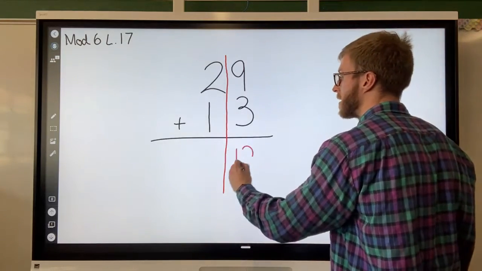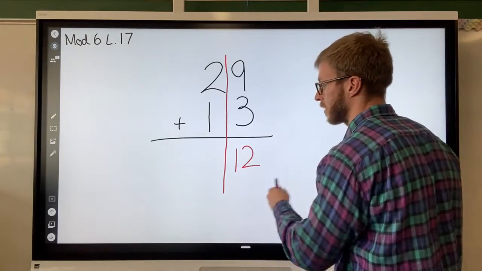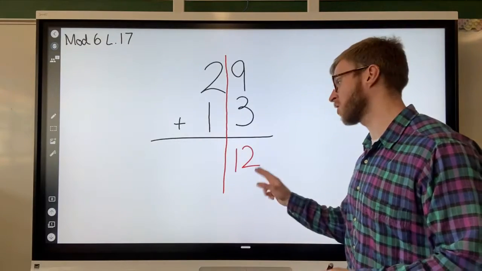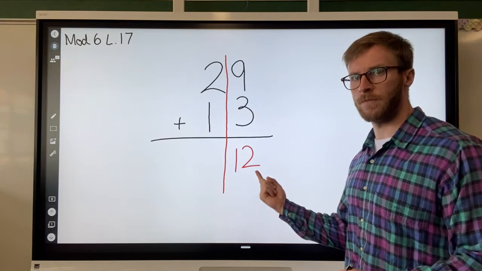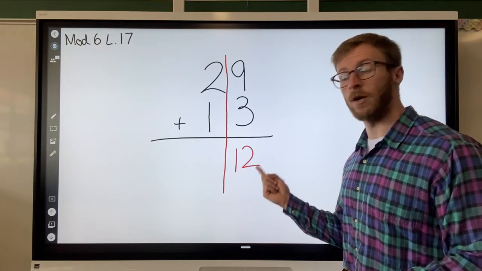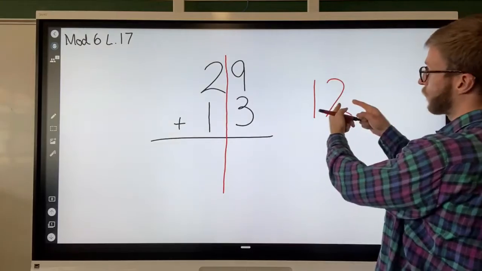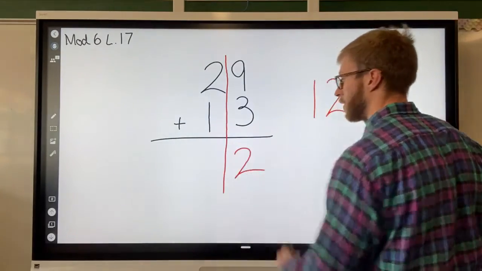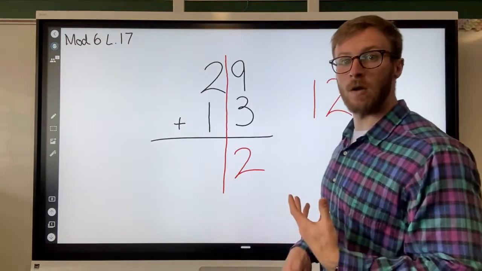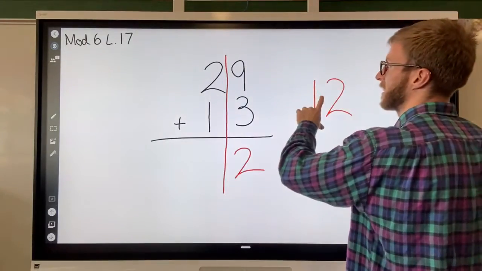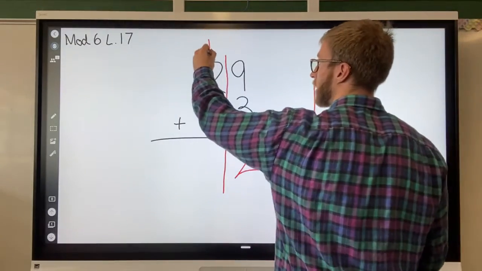But remember, I cannot write 12 right here. Do not do that. This is the ones side. I can only write ones in here. So let's look at the number 12 and figure out which digit is the ones. Is there 1 one or are there 2 ones? The 2 is in the ones place, so there are 2 ones. So I have the number 12. The 2 is in the ones place, so I write the 2 down here. Now remember, I need to take this 10, and we carry over the 10. So we're going to take it and carry it over to the 10 side, okay? So I'm going to rewrite that 10 up here.